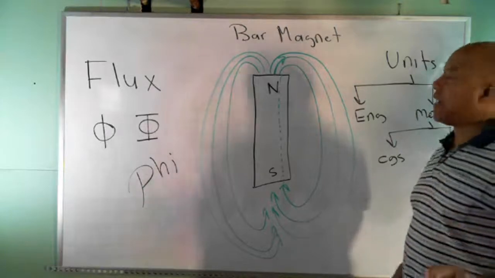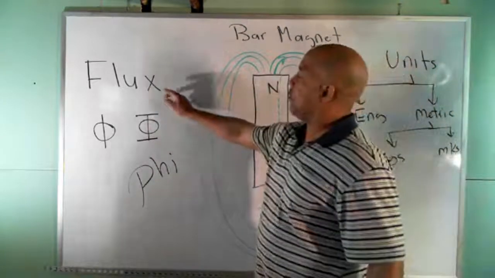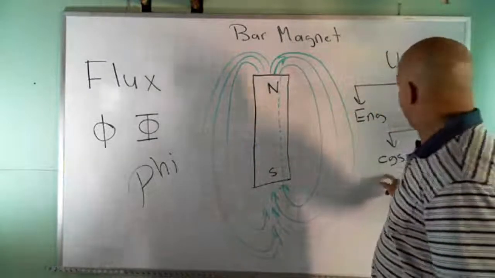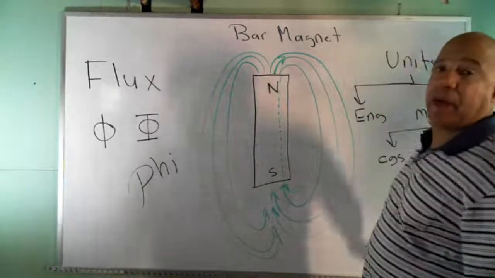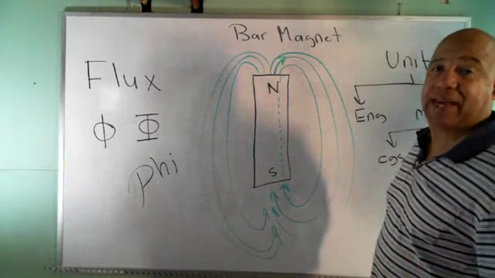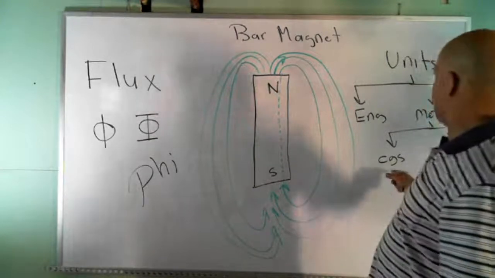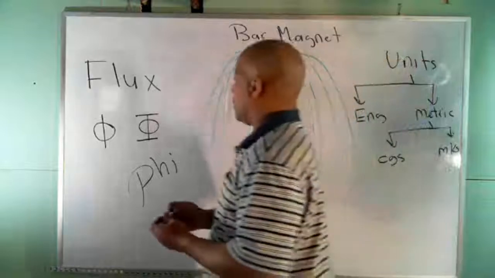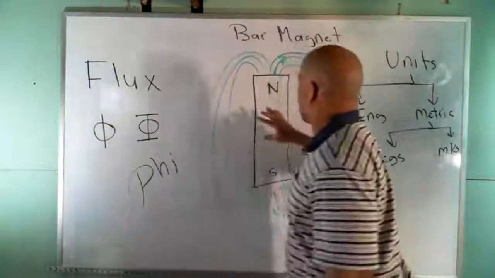Now I'm saying that because I'm going to give you the unit for flux, but I'm going to give you a unit for CGS and a unit for MKS. Pay more attention to the MKS unit, but it is still important to know the CGS unit. So I'm going to give you both of them. So what I've talked about so far is you've got a bar magnet.